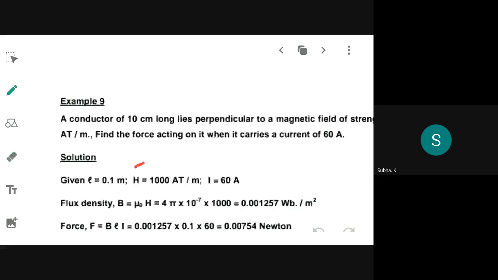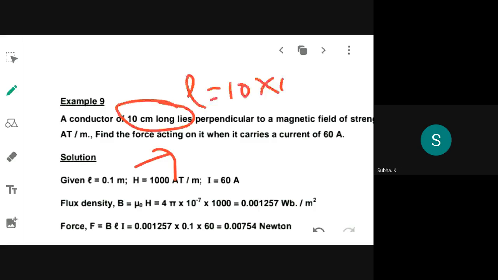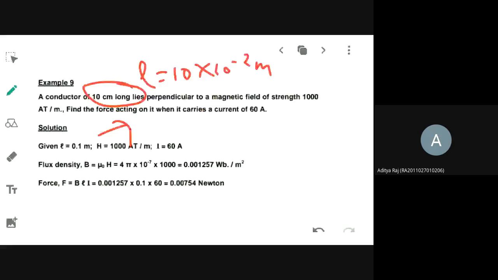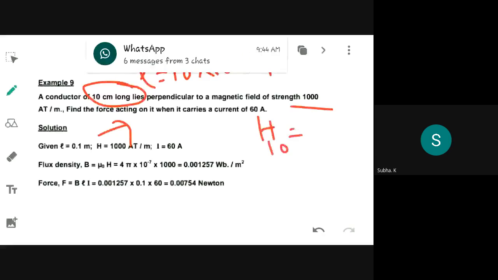What are the things that are given in this problem? Same conductor again. L is given to be 10 into 10 to the power minus 2 meter. Magnetic field strength H is 1000 ampere turn per meter. Current I is equal to 60 ampere, and they have asked you to find out the force.